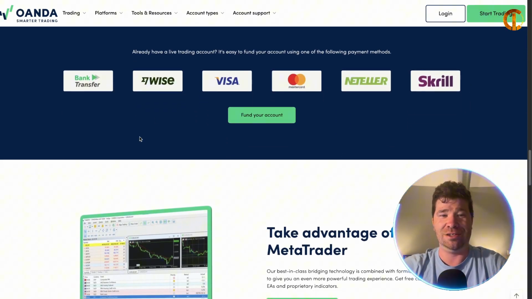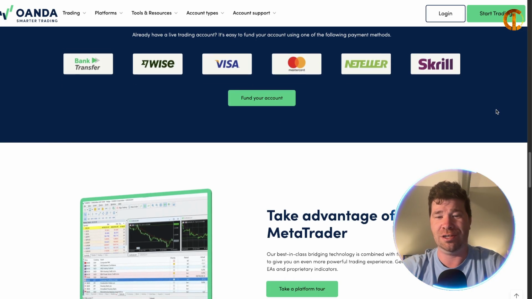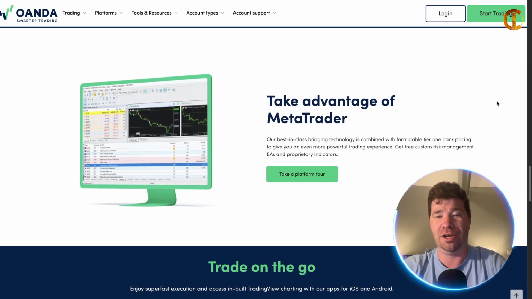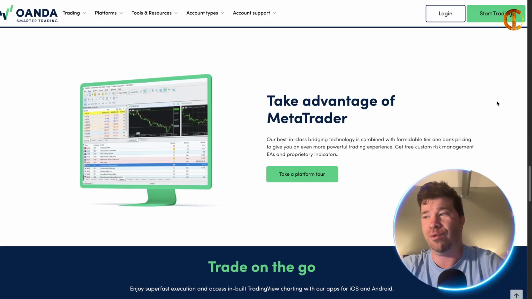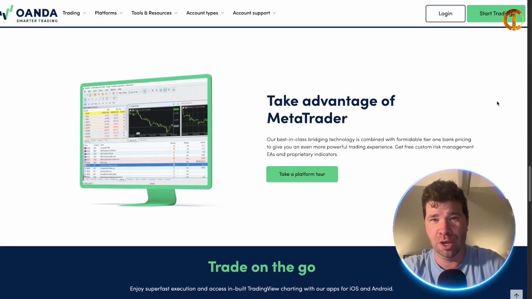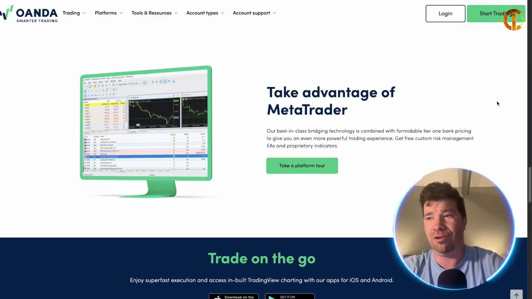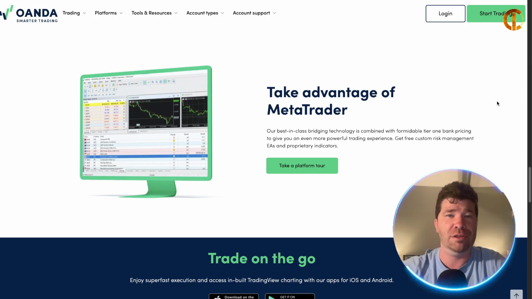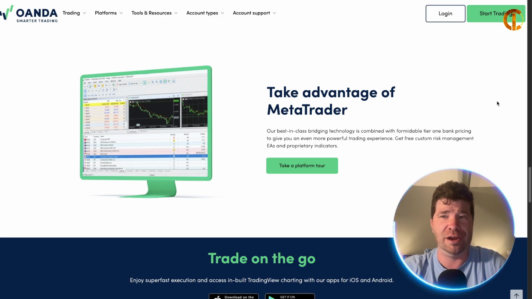So you guys can see right here, if you already have a live trading account, it's easy to fund your account, right? You can see that right here, many different payment methods. Take advantage of MetaTrader. Okay, I do give props to that. I just don't understand why they got to throw in, what was it, TradingView, depth of market, all that stuff in there as well, because if you're using this one, why switch them to another platform and all this other stuff, right? It's just a lot of stuff, okay?